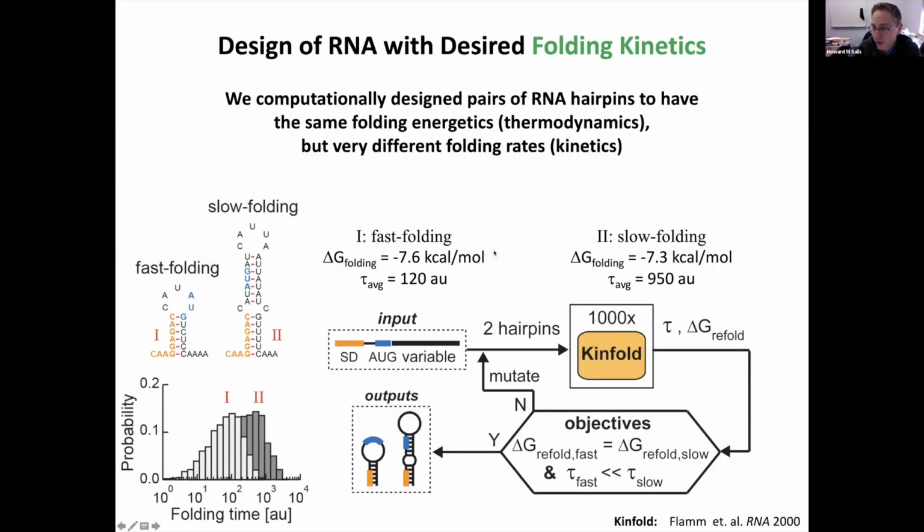Does this actually take place inside of cells? How do we figure that out? So we computationally designed fast folding and slow folding RNA hairpins, but importantly, we designed them so that their folding free energies were near identical. So if only thermodynamics was at play, then the translation rates with these messenger RNA structures would be identical. But if kinetics were important, then the translation rates would be greatly affected for the fast folding versus the slow folding hairpins.